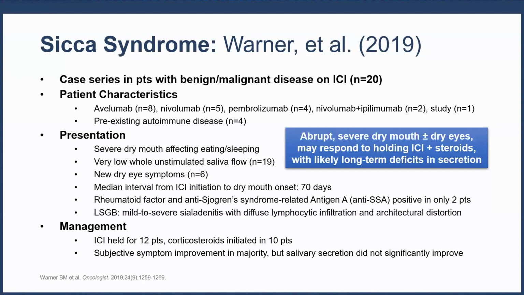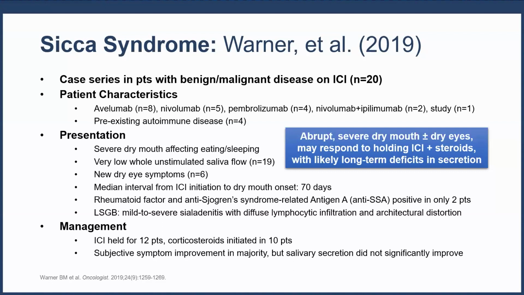As well, and as far as management, ICI was held for 12 patients, and steroids were started in 10 patients. And so this is something where the management is going to be variable between these different case series. I want you to really take note of that.